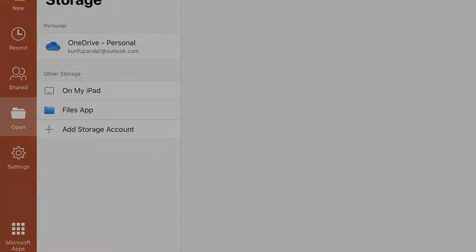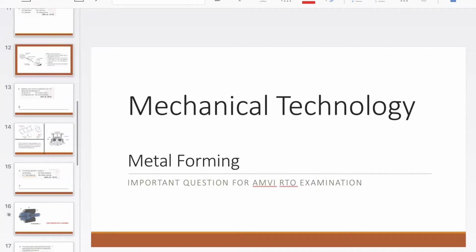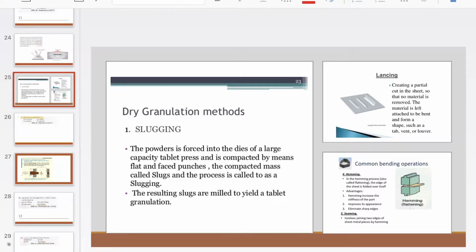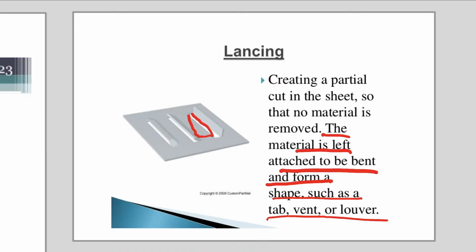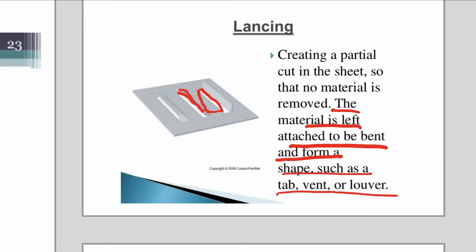so that no material is removed. The material is left attached to the bend and formed into a shape such as a tab, vent or louver. So here you can see guys, the material is not removed, but it is still attached to the plate, right? This is a lancing operation. It is used for a tab, vent or louver.